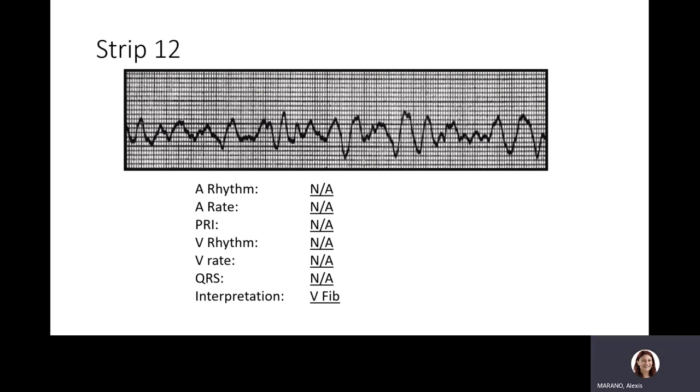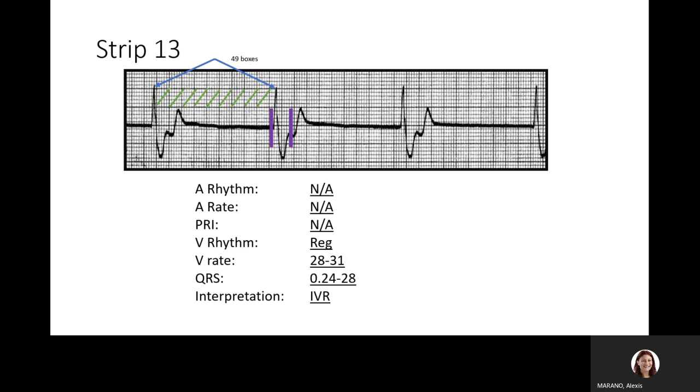So with this one, we don't see any really discernible activity, so we're going to put NA for all of these, including the ventricular. And this will be considered V-fib. So remember, similar to the asystole, this is a lethal rhythm, so do not miss this for the exam. Strip number 13.